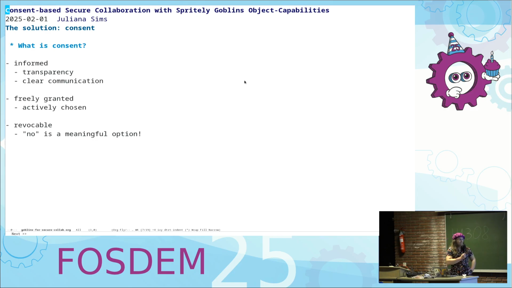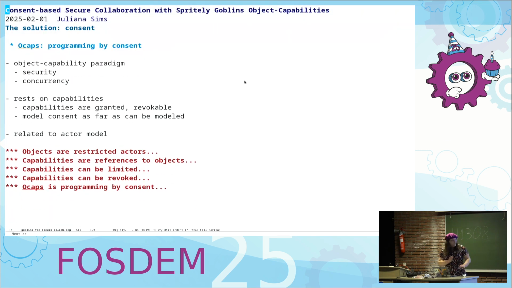But what is consent? Consent, first and foremost, is informed, right? You're transparent about the context of the interactions. You're transparent about potential consequences. And it's freely granted. It's actively chosen, right? We assume, in a truly consent-based system, we assume no by default. And then you choose to give a yes. And even when you do give that yes, it can be taken back. You can say no at any time. That's very important to consent.